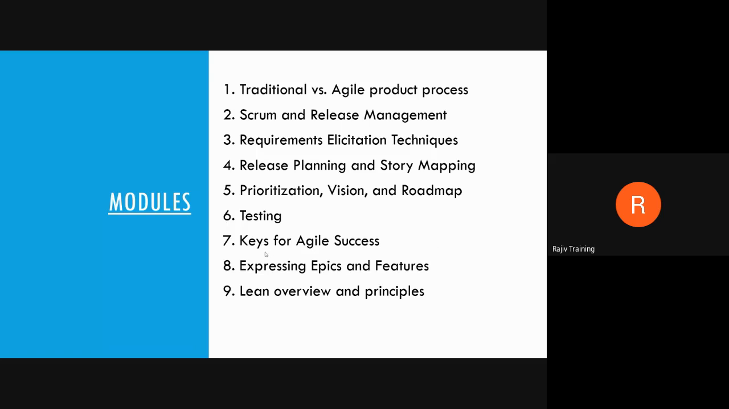And then we'll learn about keys for agile success. How can we succeed in agile? What are the various things that we need to follow to succeed in agile? And we'll learn about what epics and features are, and how they are related. We'll learn about non-functional requirements. What is the difference between functional requirements and non-functional requirements? All these things we'll learn, and then a few things on lean principles, basically Kanban, and a few of the concepts here.